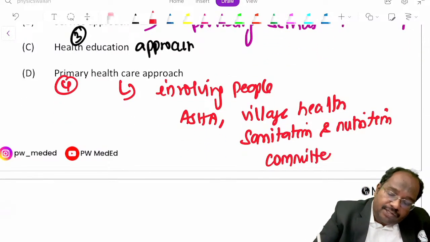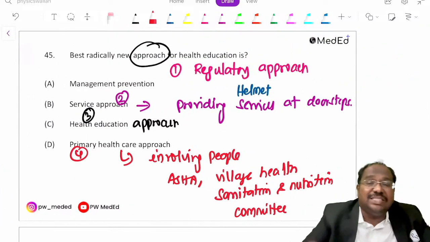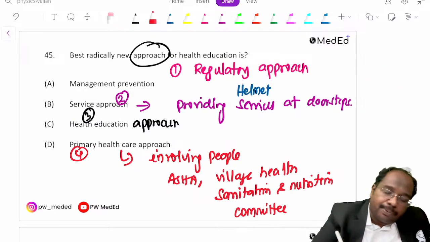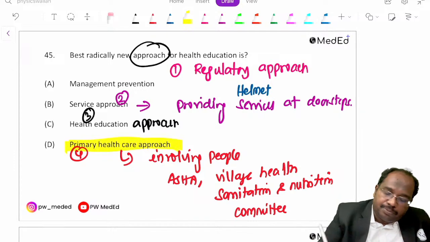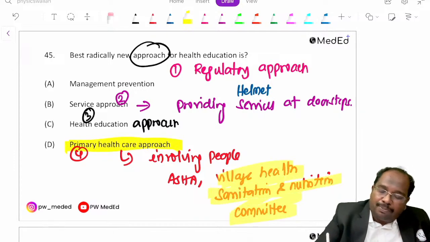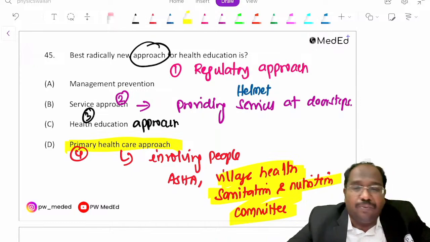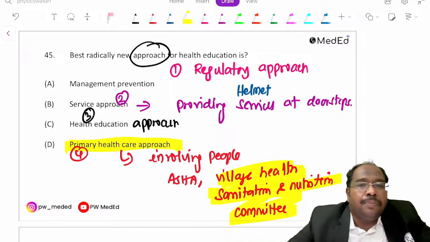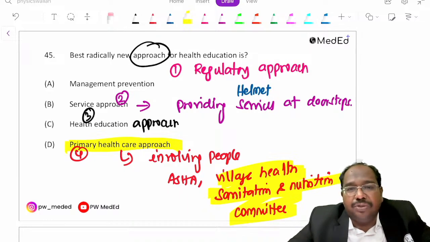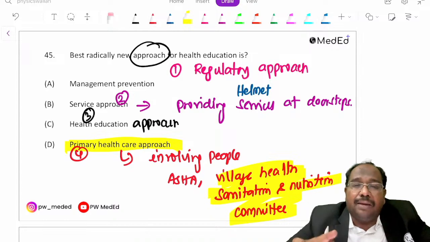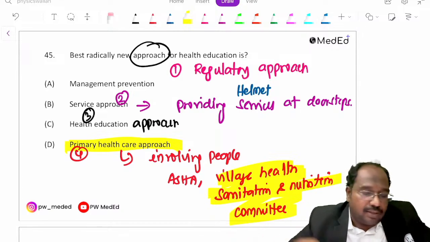So out of all these approaches, which is the best approach? The primary care approach is the best approach because people are involved in planning by themselves. Regulatory approach, even though they say whatever they want to say, people are not using helmets. Service approach is not that much useful, but the best approach is the primary health care approach, that is, people are planning for themselves.